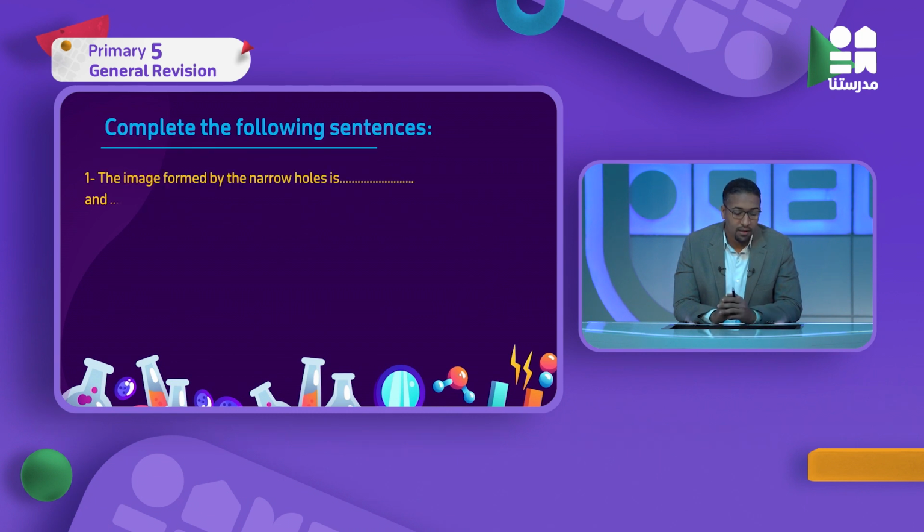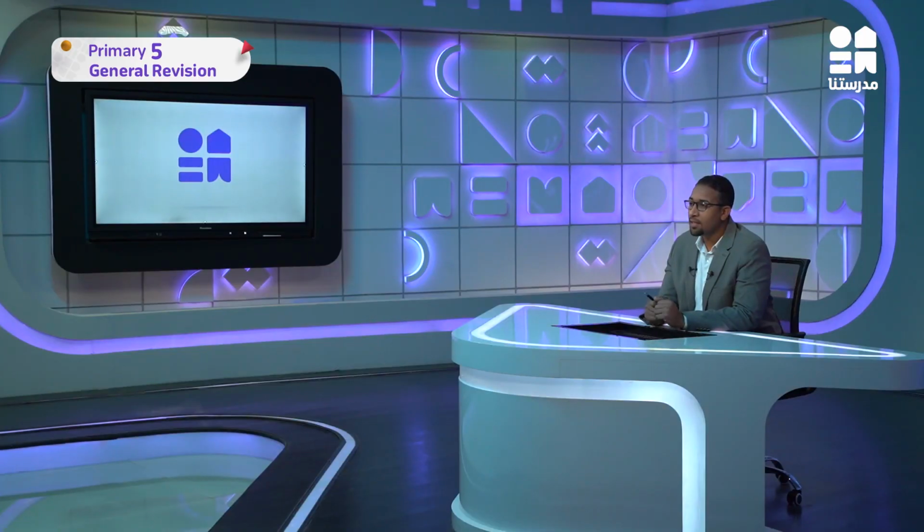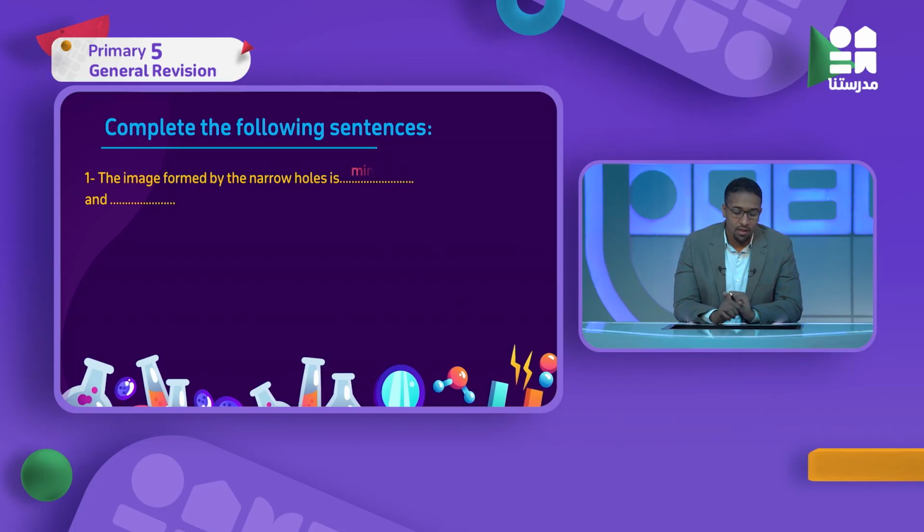Next question, complete the following sentences. The image formed by narrow holes is space and space. So the property of the image, it was what? كانت الصورة ايه؟ كانت مقلوبة وكانت صغيرة. لو فاكرين بنقولها ازاي in English طيب؟ The image was minimized and inverted. So minimized and inverted image because light travels in a straight line.